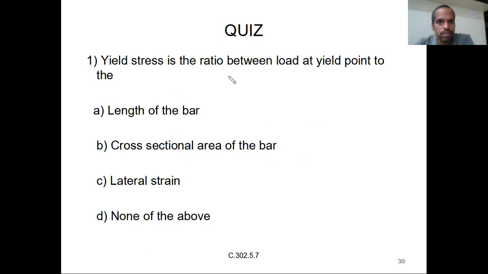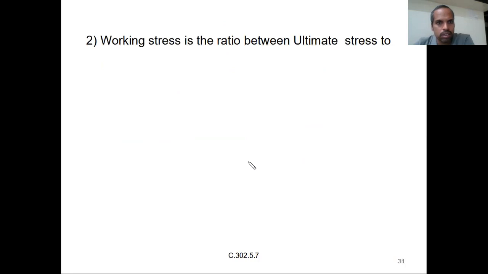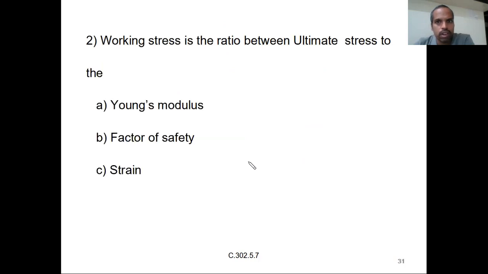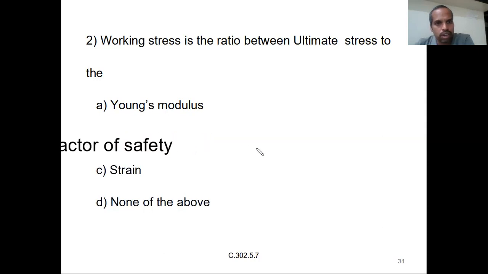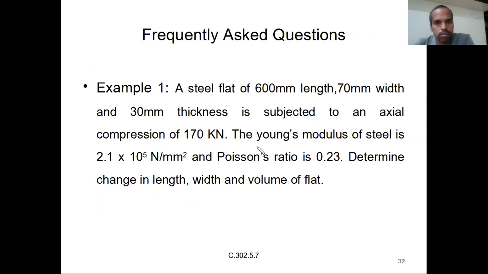Yield stress is the ratio between the yield load at the yield point to the cross section area of the bar. And working stress is the ratio between the ultimate stress to the factor of safety. Right. These are some of the questions.